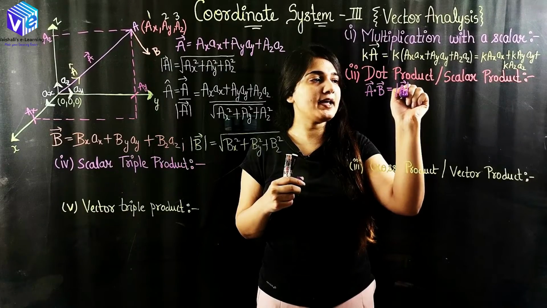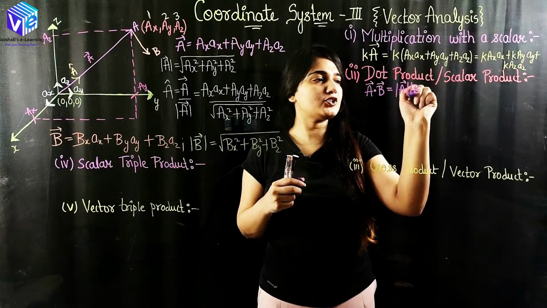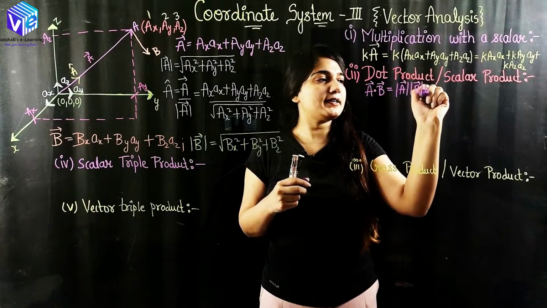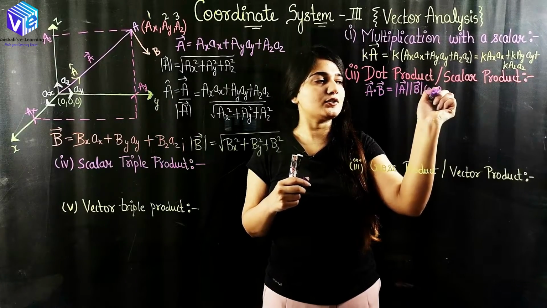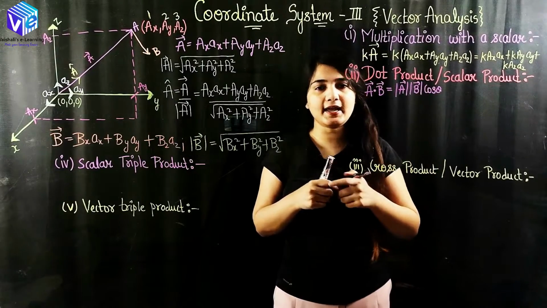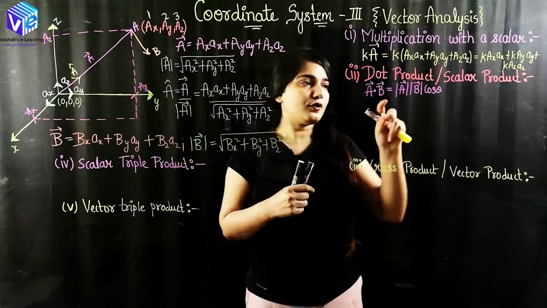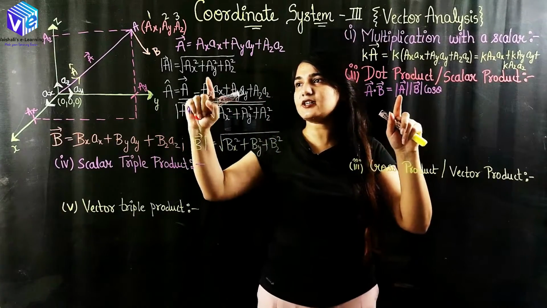I will be multiplying the magnitude of A with the magnitude of B and multiplying it with cos theta. Theta is the angle between the A vector and the B vector. Okay, so here I know what the magnitude of A is.